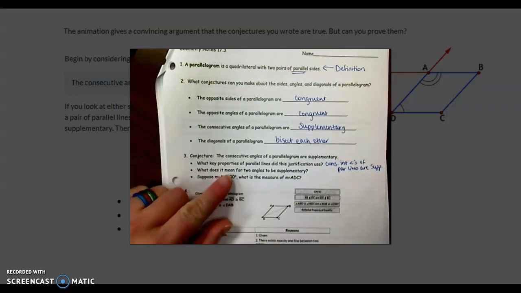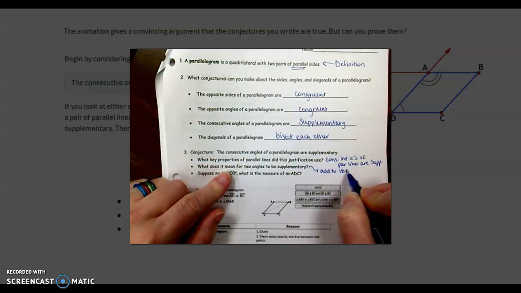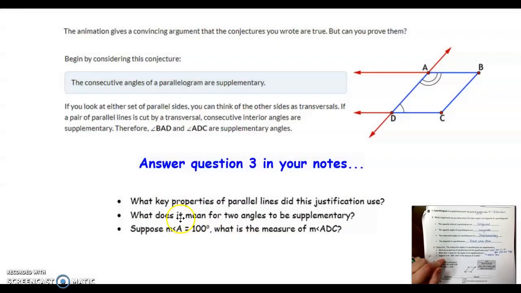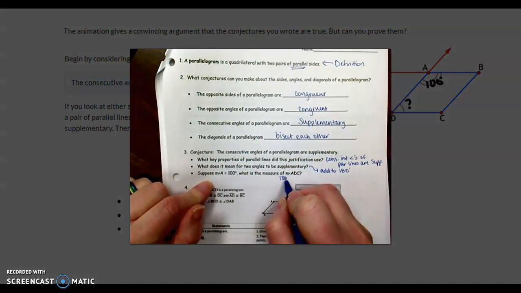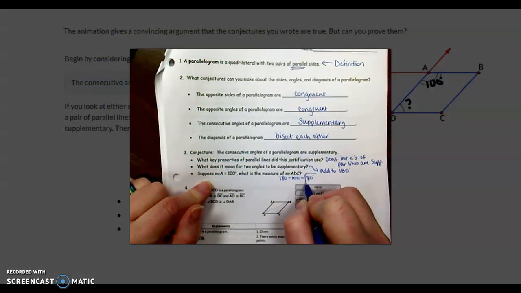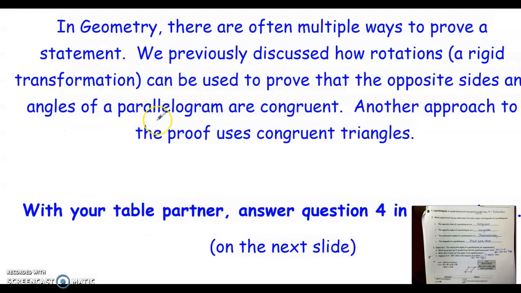What does it mean for two angles to be supplementary? Remember, this means they add to 180 degrees. And so our last question says, suppose that angle A is 100 degrees. So if this one is 100 degrees, what does that mean angle ADC, this angle right here, would be? Well, if they're supplementary, we know we just subtract that 100 from 180. And so it has to be 80 degrees. All right, so what I want you to do is go ahead and try to prove number 4 on your own, and then watch the next video and see how you did.